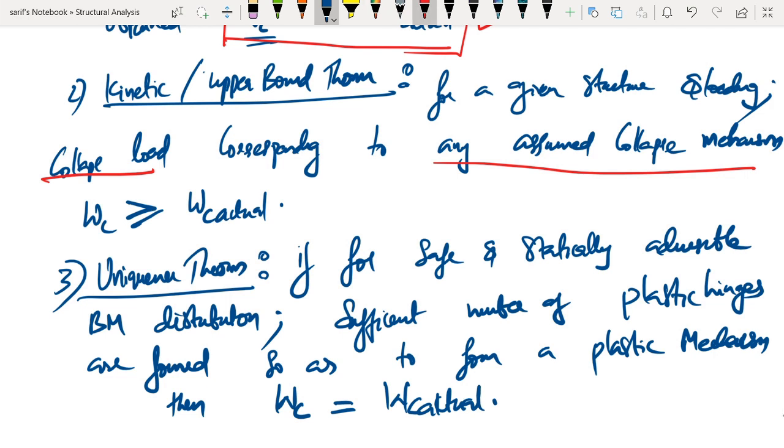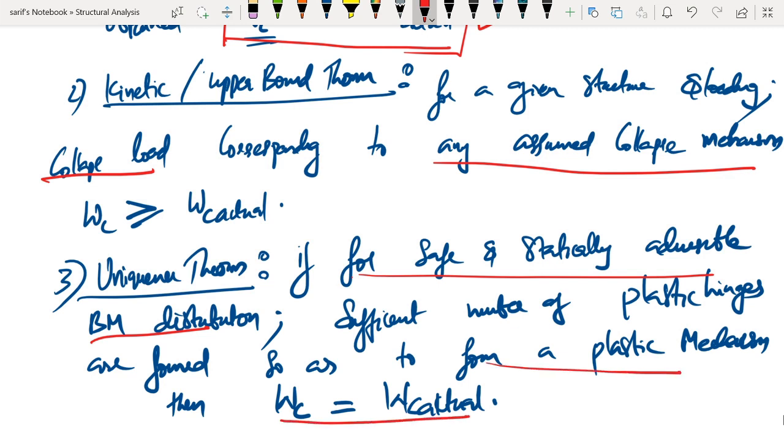So here what we have done is we have combined the static theorem as well as the kinetic theorem. That is, for a given statically admissible bending moment distribution, if sufficient number of plastic hinges are formed to form a plastic mechanism, then the collapse load will be equal to the actual collapse load. This is known as the uniqueness theorem.